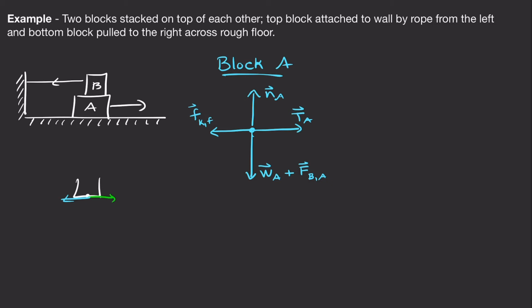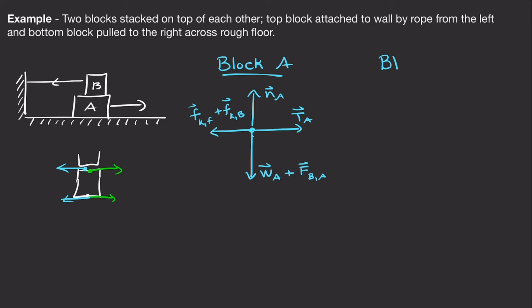But then if we draw box B, again, the top surface of A is going to be going to the right, sliding across B. So that means there's going to be some friction to the left from block B. So we're going to draw kinetic friction from B. Okay, so now we have two frictions. So there are 6 forces, quite a bit going on.